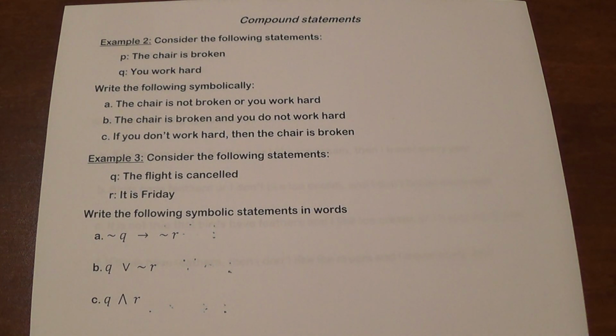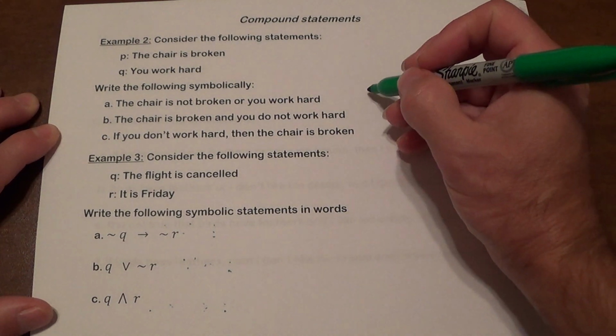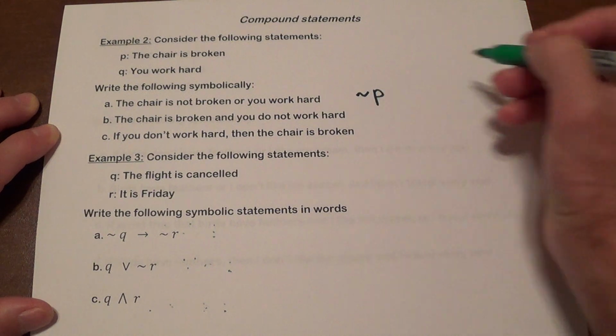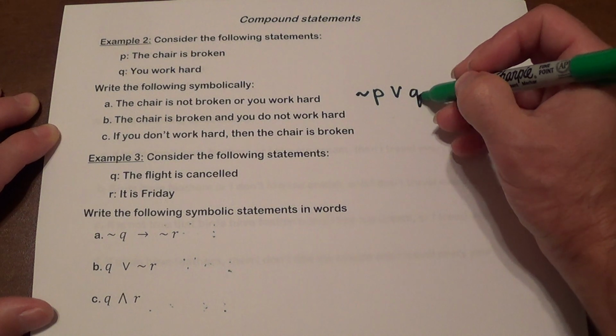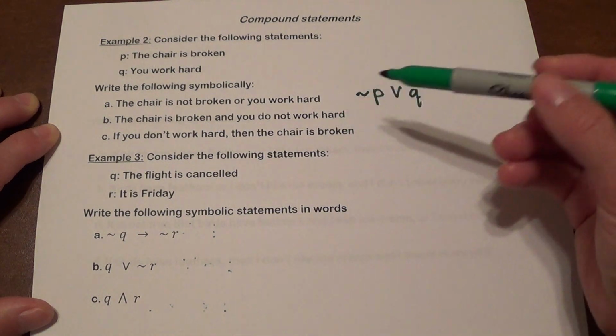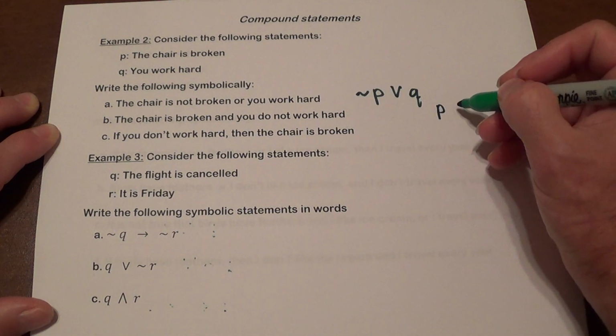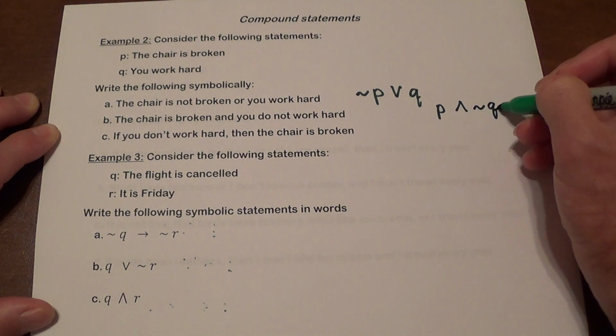So we're going to write these statements symbolically. With our simple statements, P, the chair is broken, and Q, you work hard. Write the following symbolically. The chair is not broken or you work hard. So the chair is not broken means not P, or you work hard. The chair is broken and you don't work hard. So the chair is broken, and you don't work hard, not Q.